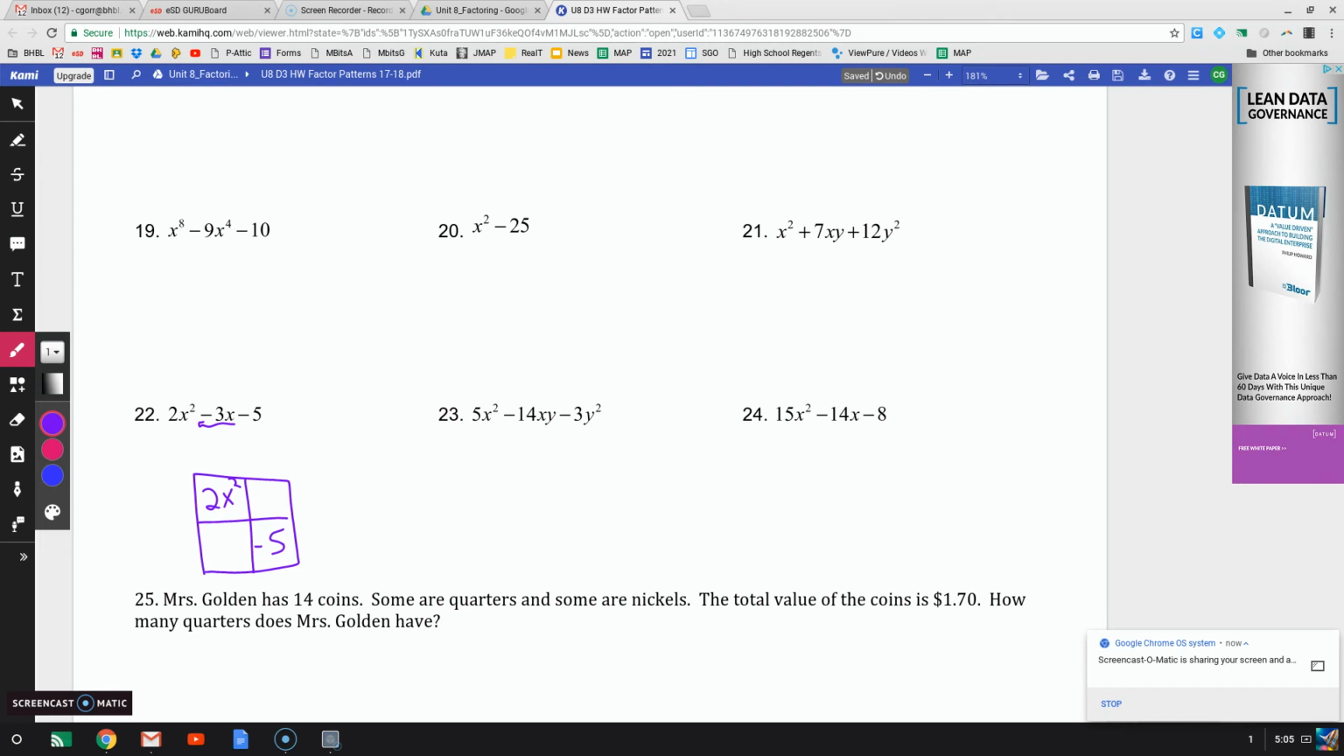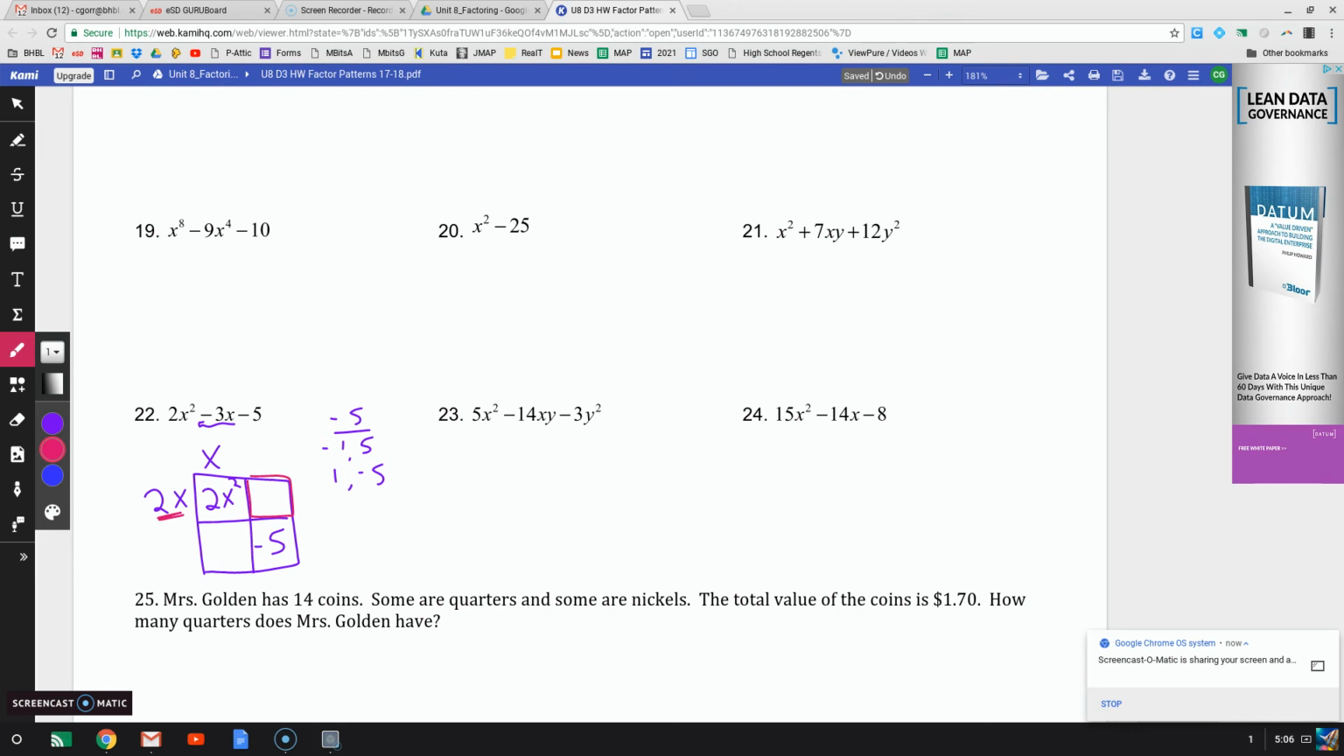So I'm asking myself, all right, well, how did I get a 2x squared? Well, this had to be a 2x and an x. So I'm thinking about my factors of negative 5. So my factors of negative 5, I might have a negative 1 and a positive 5, or a positive 1 and a negative 5. But remember that whatever gets put into this spot right here is going to get multiplied by 2. So one of my terms is getting doubled and added to the other one.